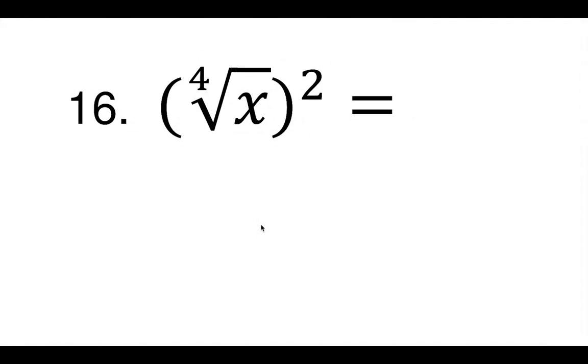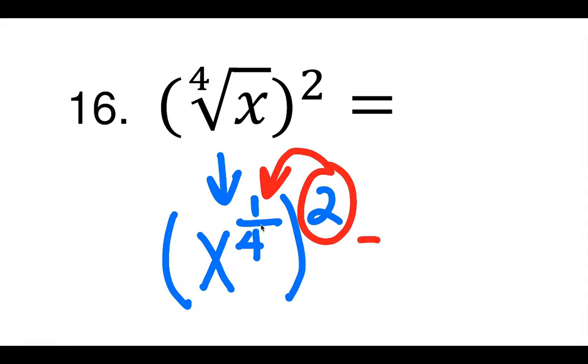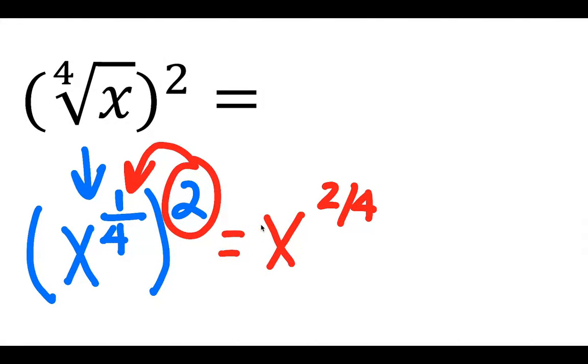Okay, same thing here. I can't do it all at once. I've got to do the rational theorem first. So I've got X is my base, 1, because there's nothing in there, there's 1X, and then 4 is on the outside. All of this is to the 2nd power. Take this 2, multiply it times 1/4. So I've got X to the 2/4, which actually simplifies to 1/2.